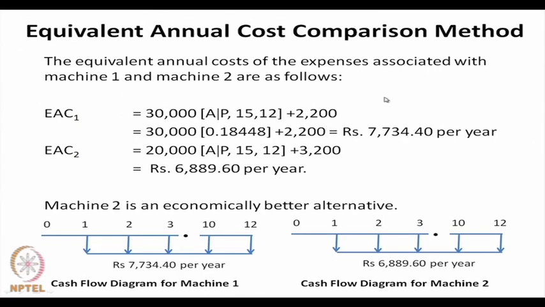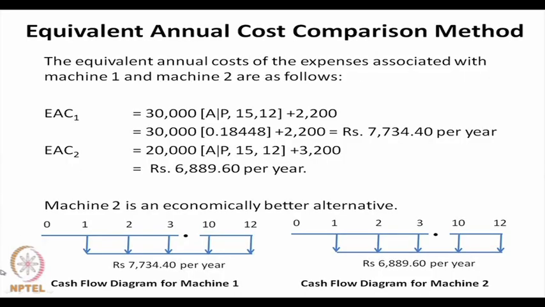Now, let us take up the case of equivalent annual cost comparison method. In this case, we convert all the cash flows into annuities. If you remember, annuities are equal payment series, the first payment taking place at the end of the first year up to the end of the final year. This is the equal payment series. These are called equivalent annual cost. So, this is what we are supposed to find out.